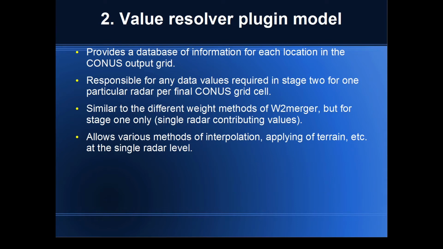The second plugin that we've created is the value resolver. The idea behind this is to provide a database of information to the plugin that can then be used to calculate the value or values required for that location. Each location corresponds to a cell in the final CONUS output grid. Multiple output values are allowed and probably required, for example, multiple weights plus data values. Everything here then gets passed on to stage 2.